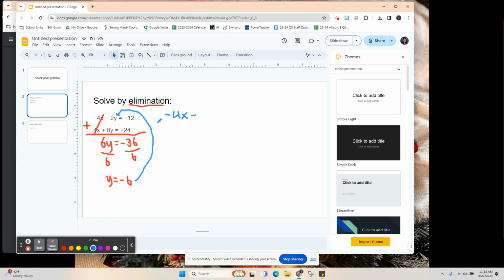So when I plug that back in, this is now going to be negative 4x minus 2y, but instead of y, I'm plugging in that 6. So this is minus 2 times 6 equals negative 12. Okay? Negative 2 times 6 is negative 12. So when I simplify, I'm going to have negative 4x minus 12 equals negative 12.